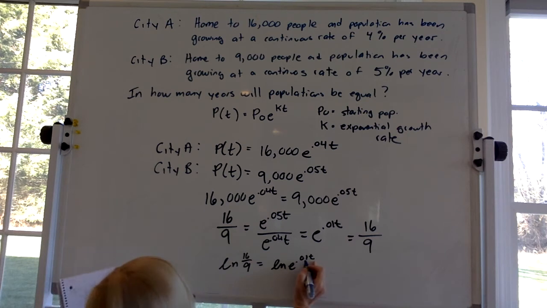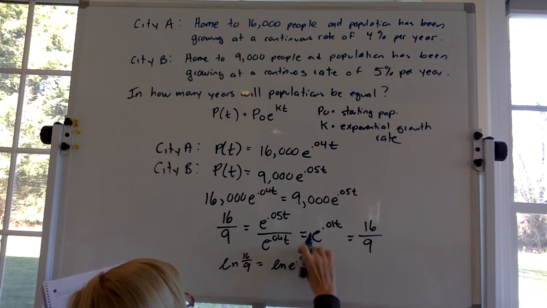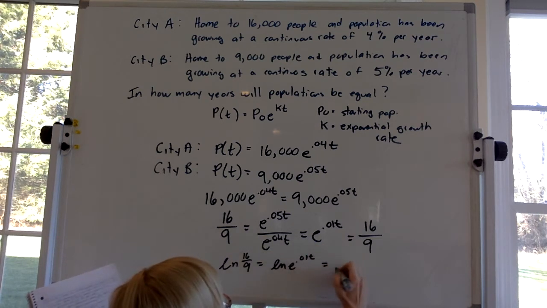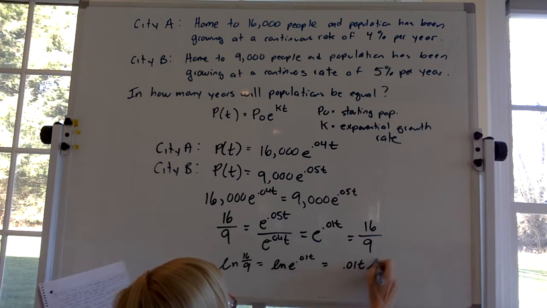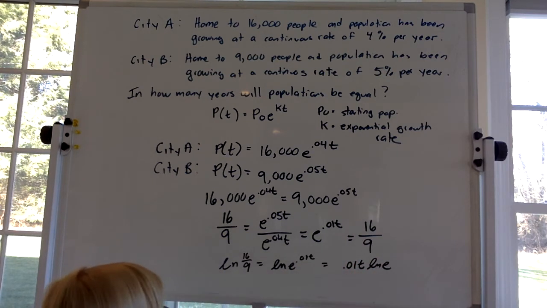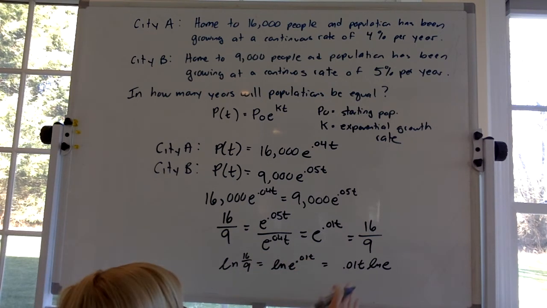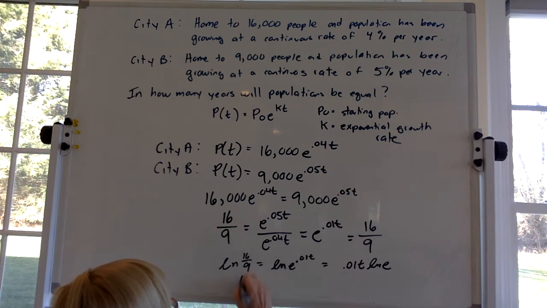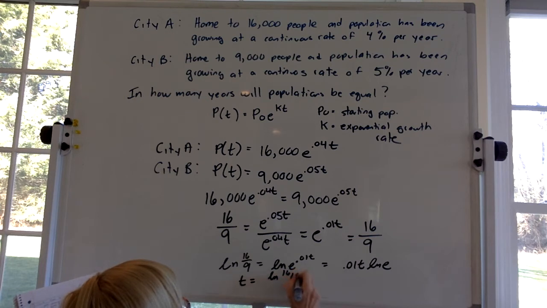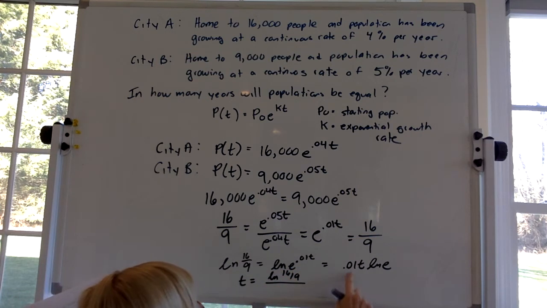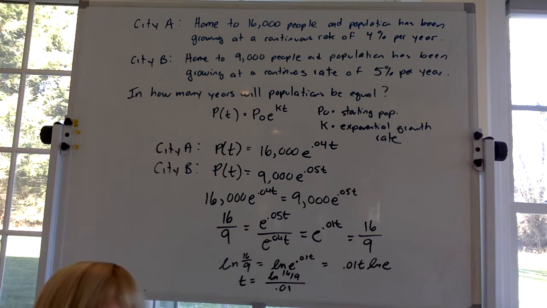What can we do here? We have an e to the 0.01t. Because that's an e there, remember the rule, you can move the exponent in front. So that's equal to 0.01t ln of e. You have to go back to your log rules that you learned probably a long time ago. Now I'm going to get t all by itself on one side. t equals ln of 16 over 9 divided by 0.01, because the ln of e is just 1, if you remember that too.